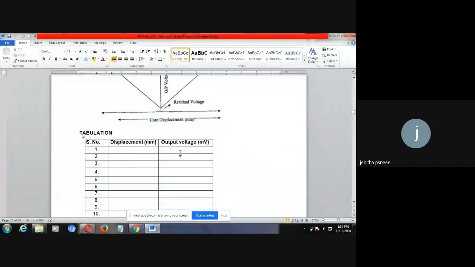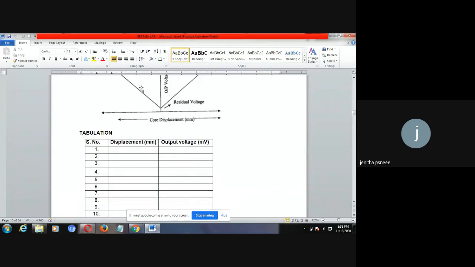In this kit, the displacement will be made manually, and you will note down the reading of the displacement, like 2 millimeter, 5 millimeter, 10 millimeter. Like that you'll be making the displacement. So the corresponding output voltage will be noted down in the trainer kit. You have to make the connection, supply power to the kit, and for every displacement you'll be taking the output voltage.